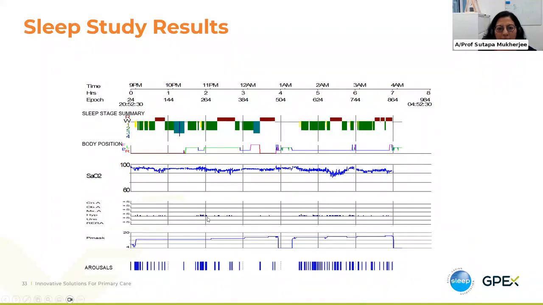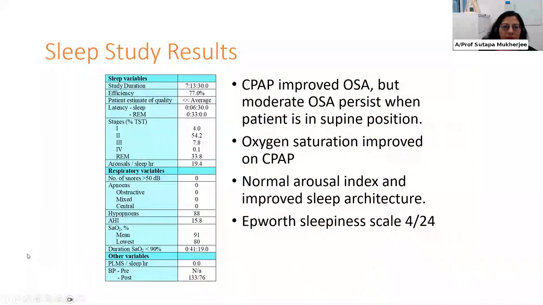There's fewer hypopneas apart from in this area where he's on his back. And this is the actual CPAP pressure here, which you can see has been applied during the night. So the actual results show that overnight his apnea hypopnea index is now 15.8. And CPAP had really improved his sleep apnea. The oxygenation is better, with the mean being 91, but he was still dropping down into the 80s.